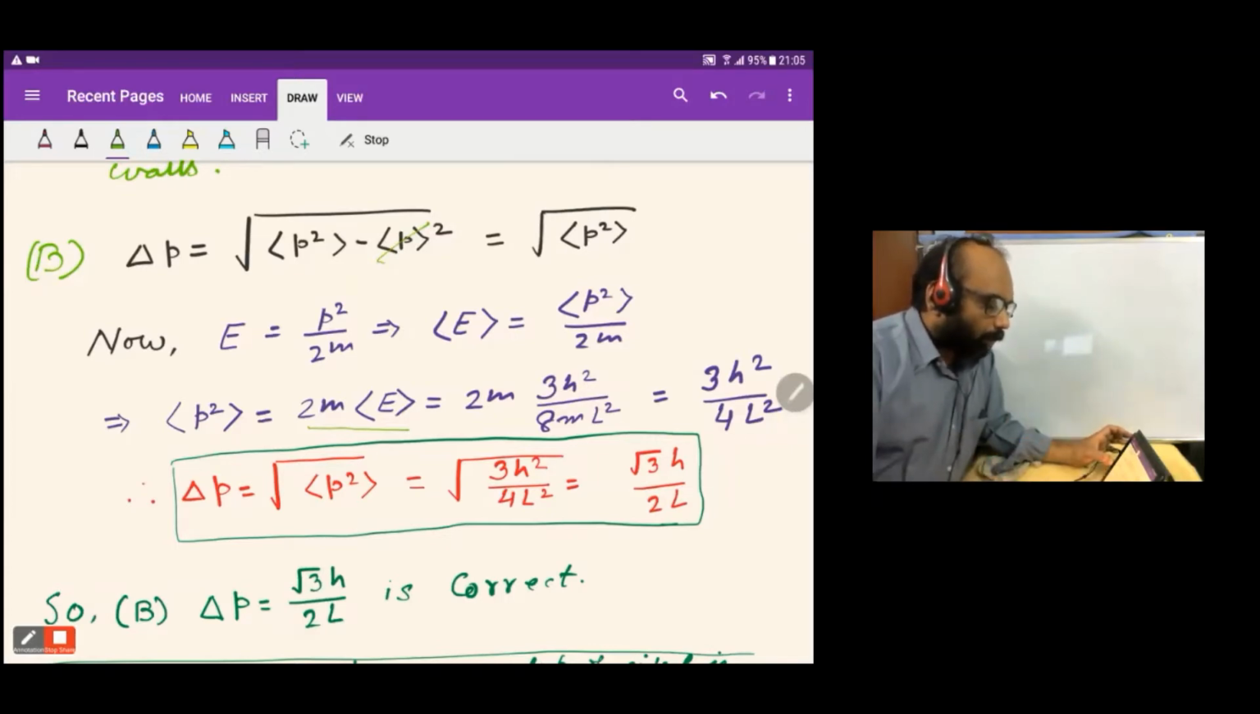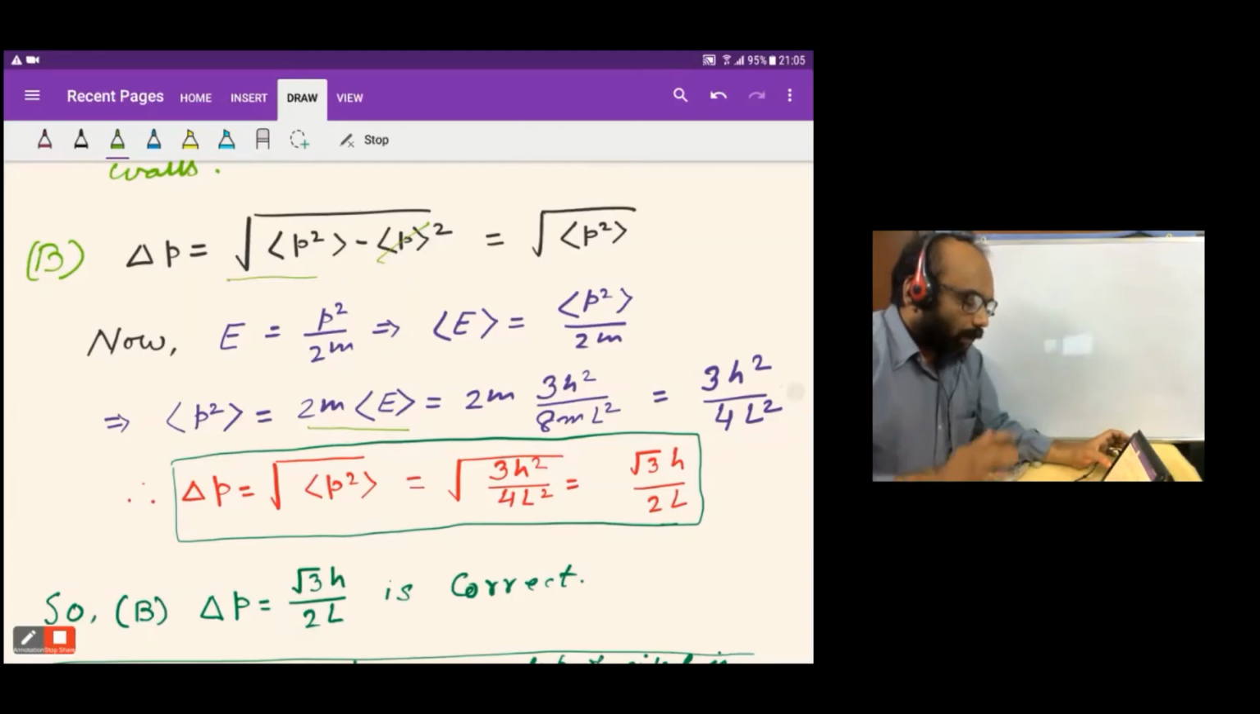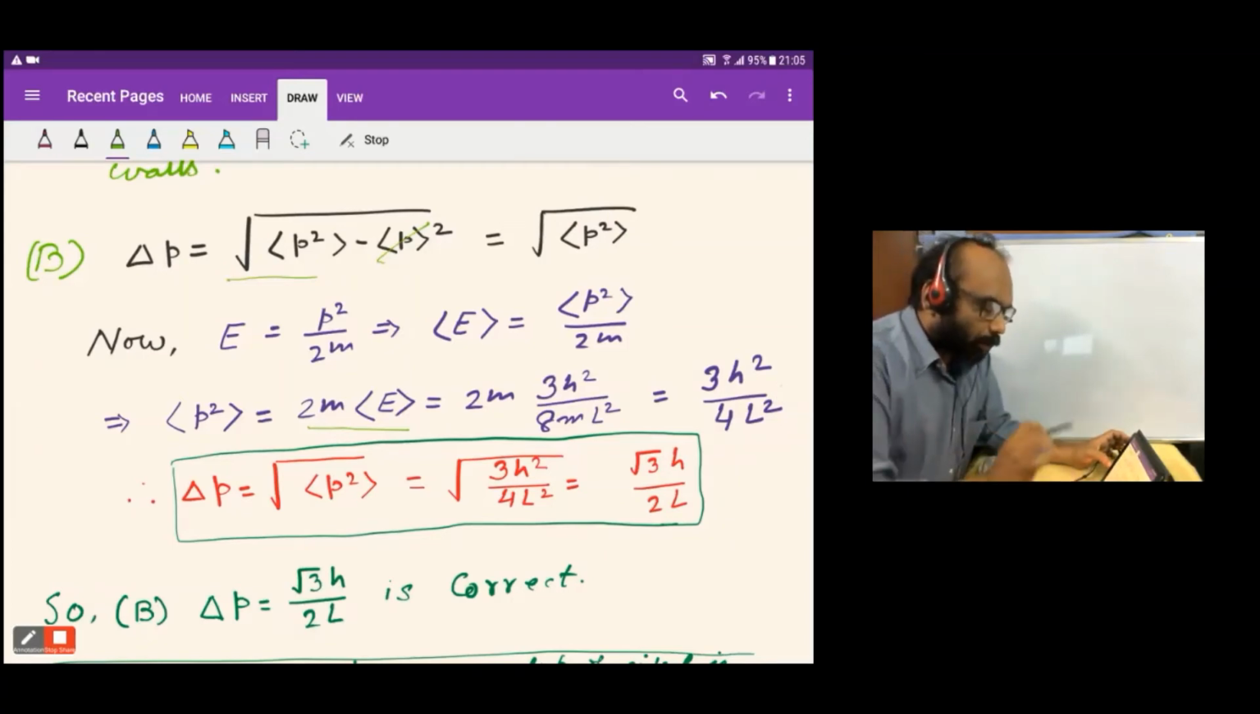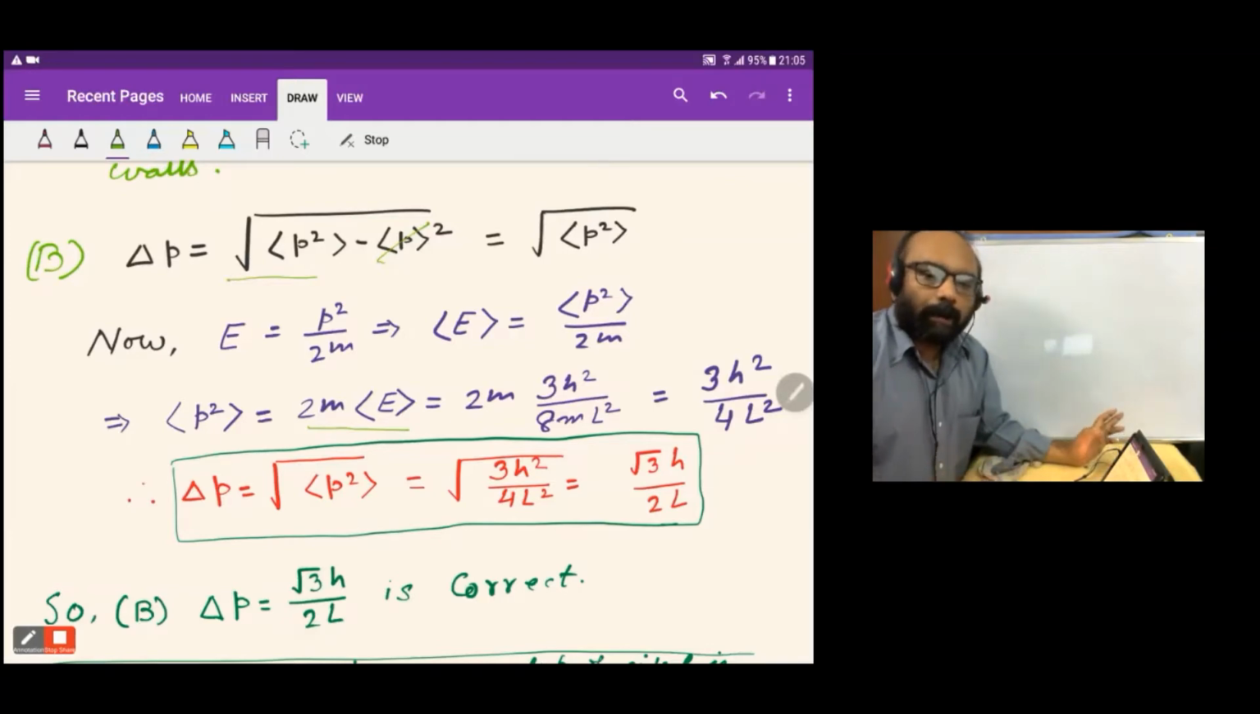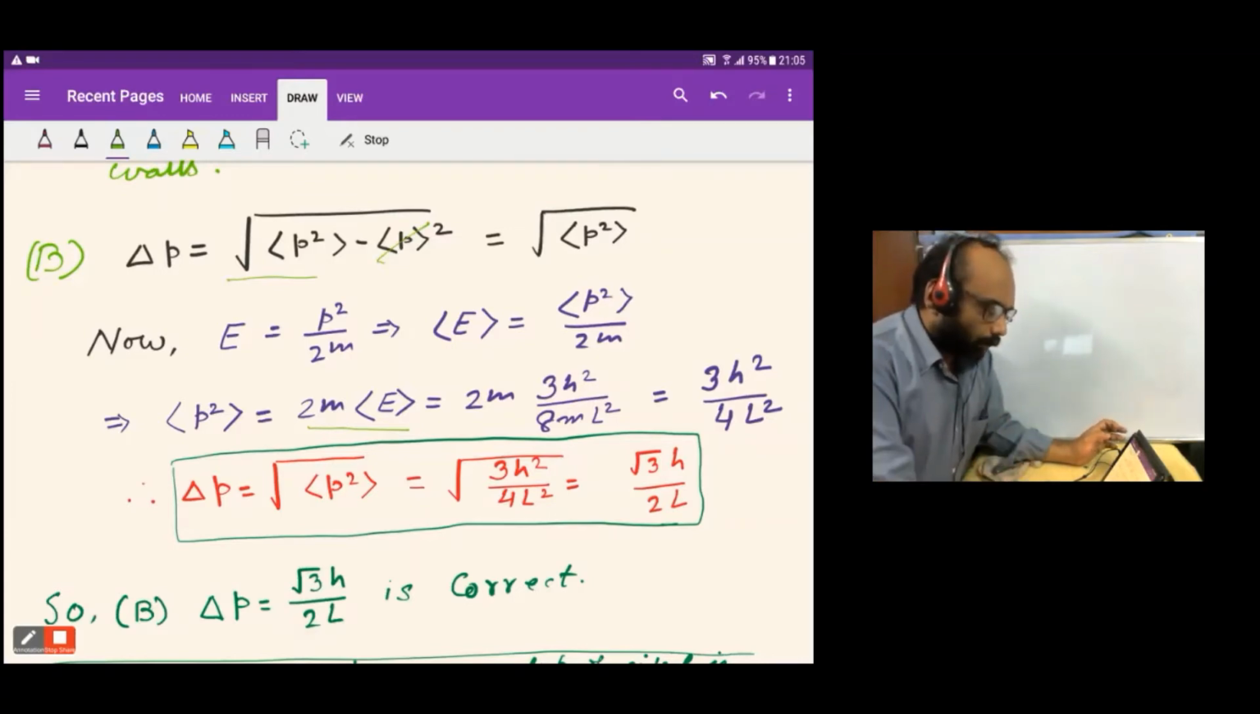So putting that value over here, we get delta P is equal to the square root of the average of P square, which is the square root of 3h square by 4L square. That gives me root 3 h by twice L. And option B tells that delta P is equal to root 3 h by twice L. So option B is correct.